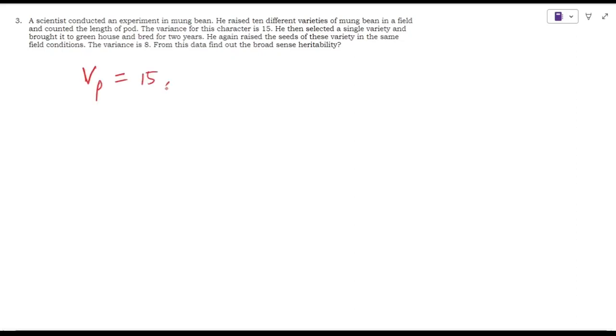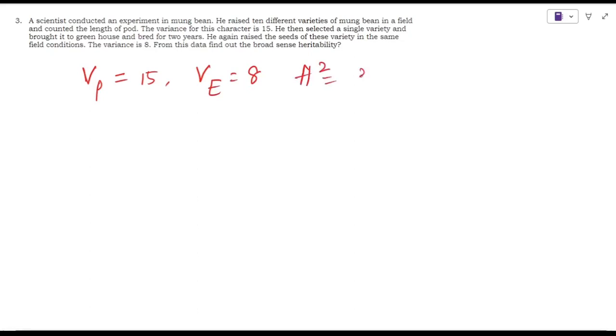He then selected a single variety and brought it to the greenhouse and bred it for 2 years. He again raised the seeds of this variety in the same field condition. The variation shown is because of change in environment. Ve, the variation shown, is 8. From the data, find out the broad sense heritability. You need to calculate capital H square value.